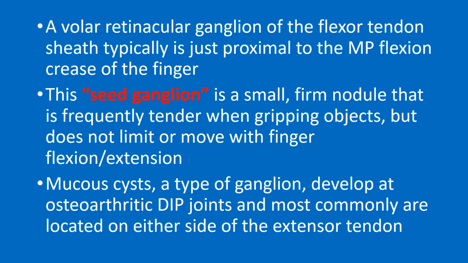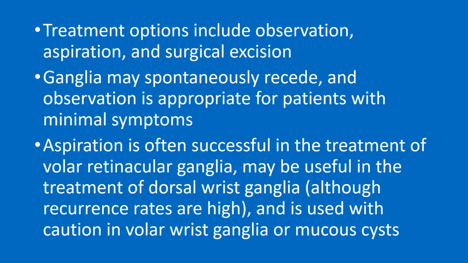This seed ganglion is a small, firm nodule that is frequently tender when gripping objects, but does not limit finger flexion and extension. Mucous cyst, a type of ganglion, develops at the distal joint. Most spontaneously recede, and observation is appropriate for patients with minimal symptoms.